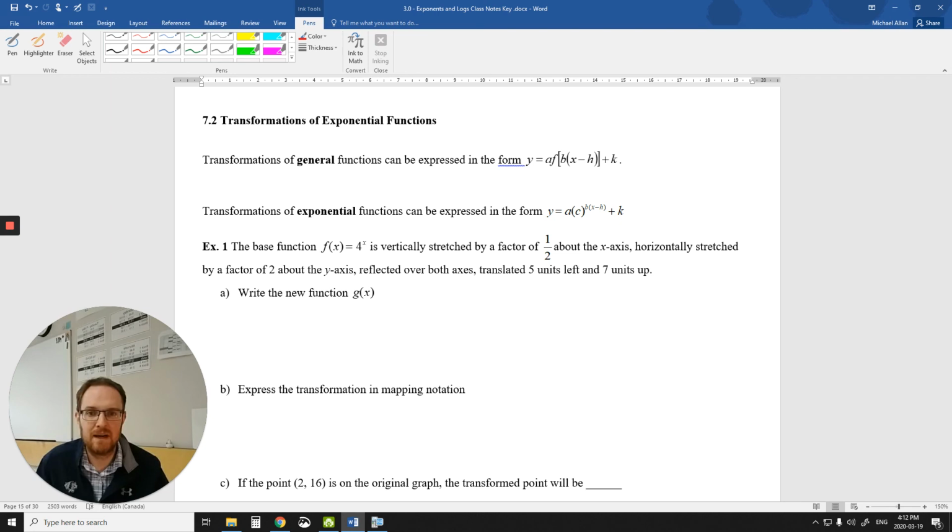Let's stop that lesson for now. We'll come back. We'll do some more transformations of exponentials and more transformations of logs. This is pretty easy. It's a pretty quick refresher. Really not much more than what we did in the previous chapters.